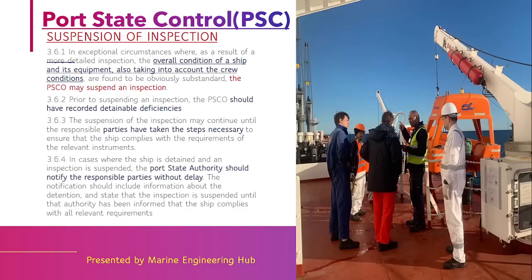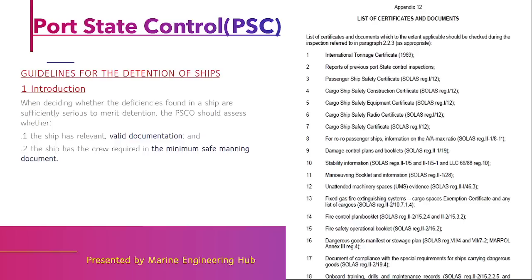Whenever you have been suspended, in that case port state control will inform all the responsible parties such as the flag state, classification society, and other members who are attached to the ship such as the owner and charterers, so that they can also come to know about the situation. Now, let's see based on which criteria your ship can be detained. The first thing is that if the PSC officer finds certain serious deficiencies, then he can detain a ship.